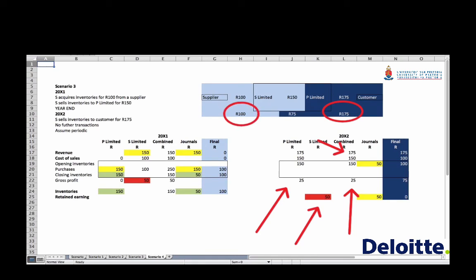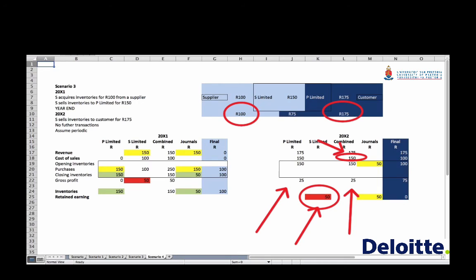We want to show cost of sales of 100. There's a problem. We are not currently showing cost of sales of 100. We have the 150 being the parent's cost of sales. So clearly that needs to be adjusted. Another problem that we have is we are showing a retained earnings of 50 Rand. The group would not have retained earnings yet, as the group has not sold these inventories in the previous period but in the current period.